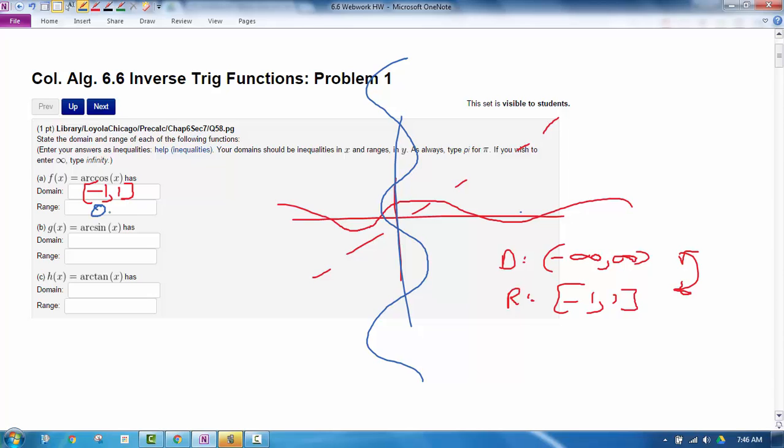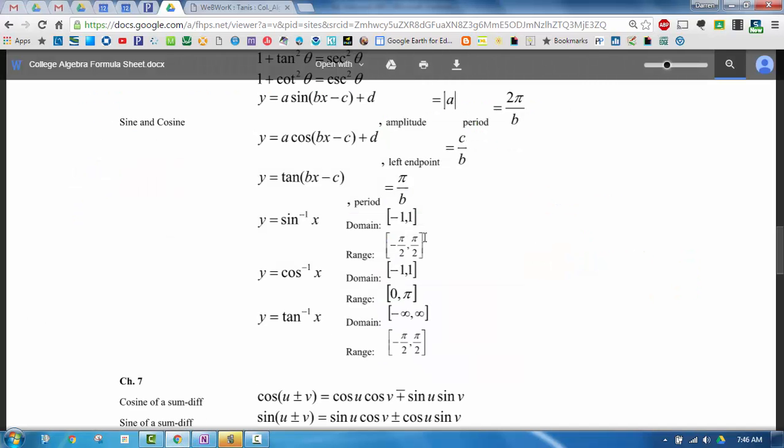So what we're going to do is restrict the range then. For cosine, we're going to restrict the range from 0 to pi. And that's on the formula sheet. It's not something you have to remember. If you pull up the formula sheet and scroll down, you'll see inverse cosine right here, and you'll see the range is 0 to pi.